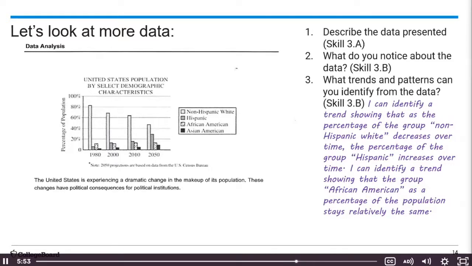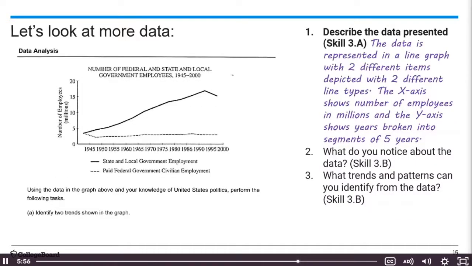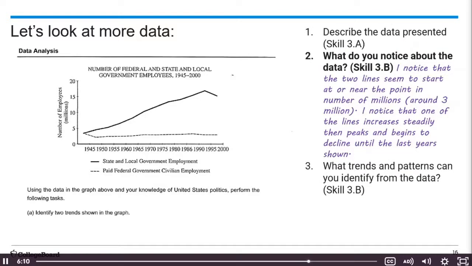This is a line graph. We've got 2 different graphs that are giving us information. We've got state and local government, and we've got paid government civilian employees. And so I have said what it is that I can see about the X and Y axes. And so we see, as just noticing this, the lines seem to start at or near the same point in terms of the millions. I noticed that the line of one of them goes up pretty steeply, and the other one stays pretty level.